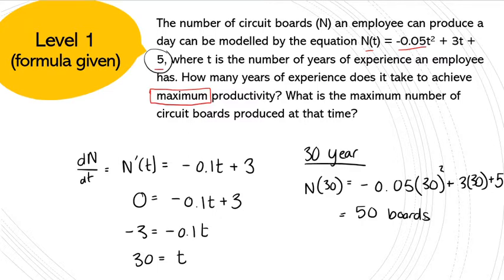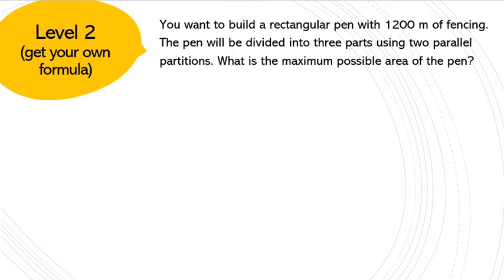Good improvement. Of course, not all questions are going to give you a formula. So I always call this level 2, when you have to make your own formula. So let's look at this one. Looks like we're maximizing area here and we're given a length of fencing that we have. So we have to really draw this well. We're going to build a rectangular pen. So pictures are your friends in these questions for sure.